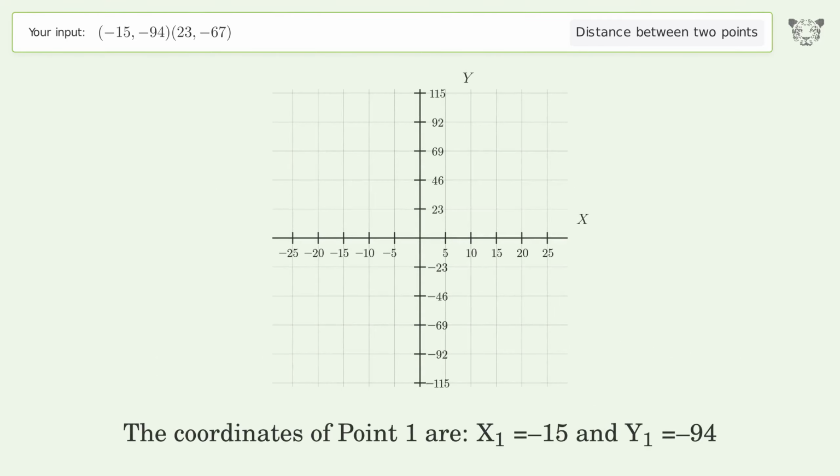The coordinates of point 1 are, x1 equals -15 and y1 equals -94. The coordinates of point 2 are, x2 equals 23 and y2 equals -67. D is the distance between the 2 points.